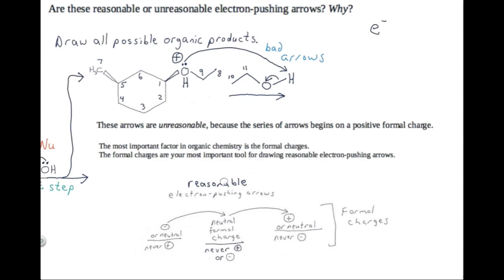We should put a positive formal charge at the end of the series of arrows. Or sometimes you might need to put a neutral formal charge at the end of a series of arrows. You would never put a negative formal charge at the end of a series of arrows. And we almost always want to put neutral atoms in the middle of a series of arrows. We almost never put a positive or a negative formal charge in the middle of the series of arrows. These are the rules for using formal charges to draw reasonable electron-pushing arrows.